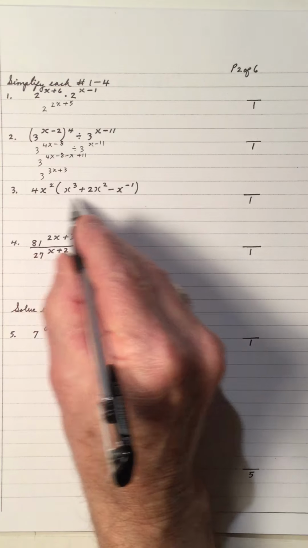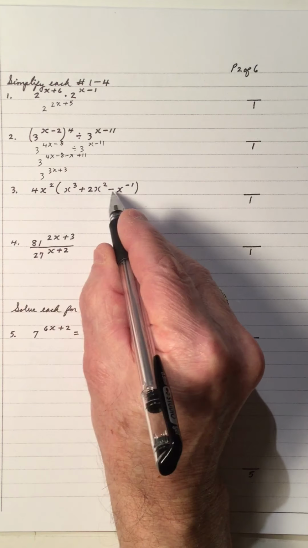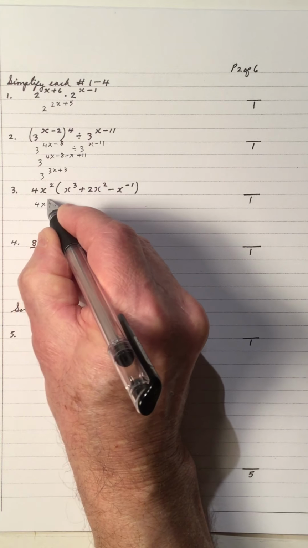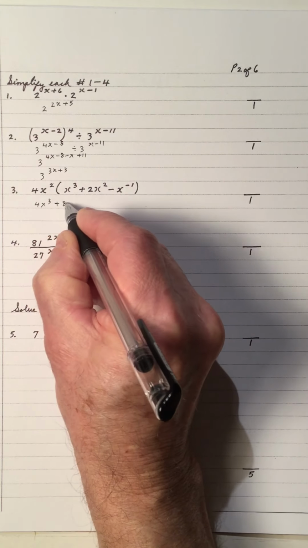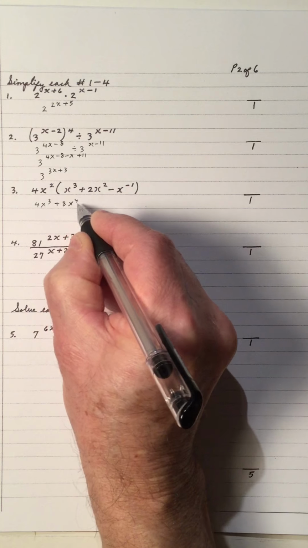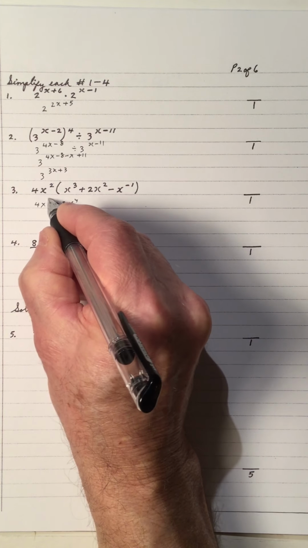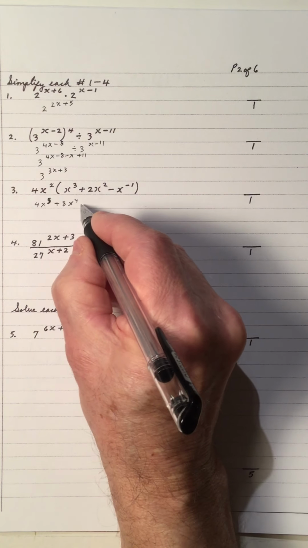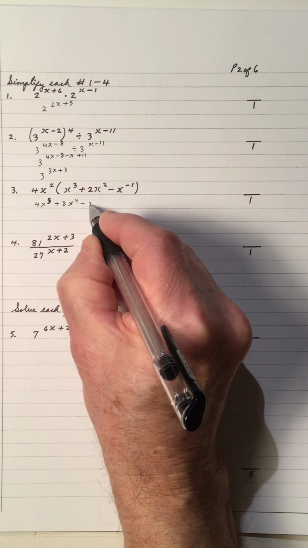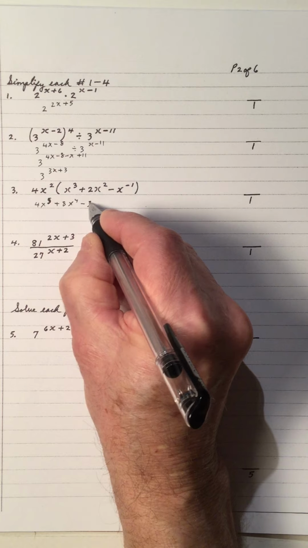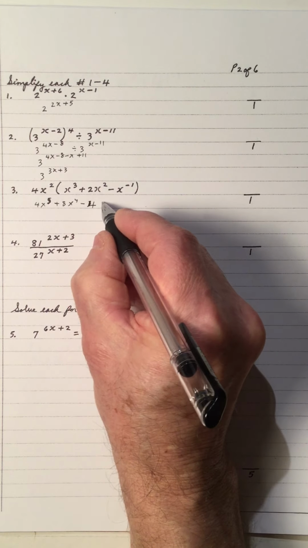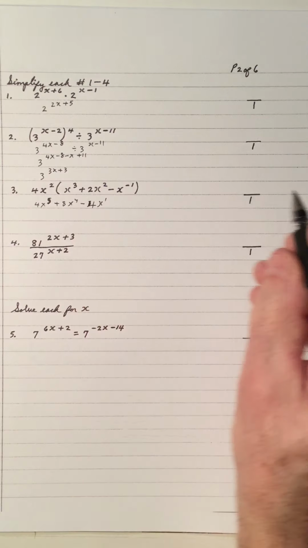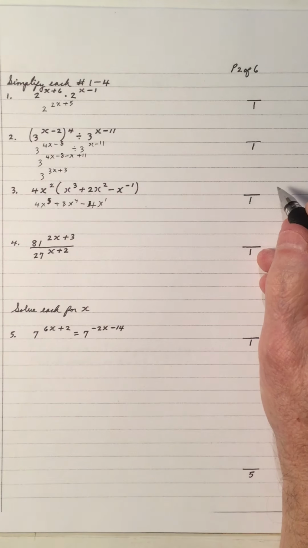And here we're going to multiply this through, so we get 4x cubed plus 8x to the 4th. So 4x to the 5, sorry, because 2 plus 3 is 5, and a minus 4, I have to make sure I do it right now, and 2 times negative 1 is 1. And if you have that, give yourself a mark.